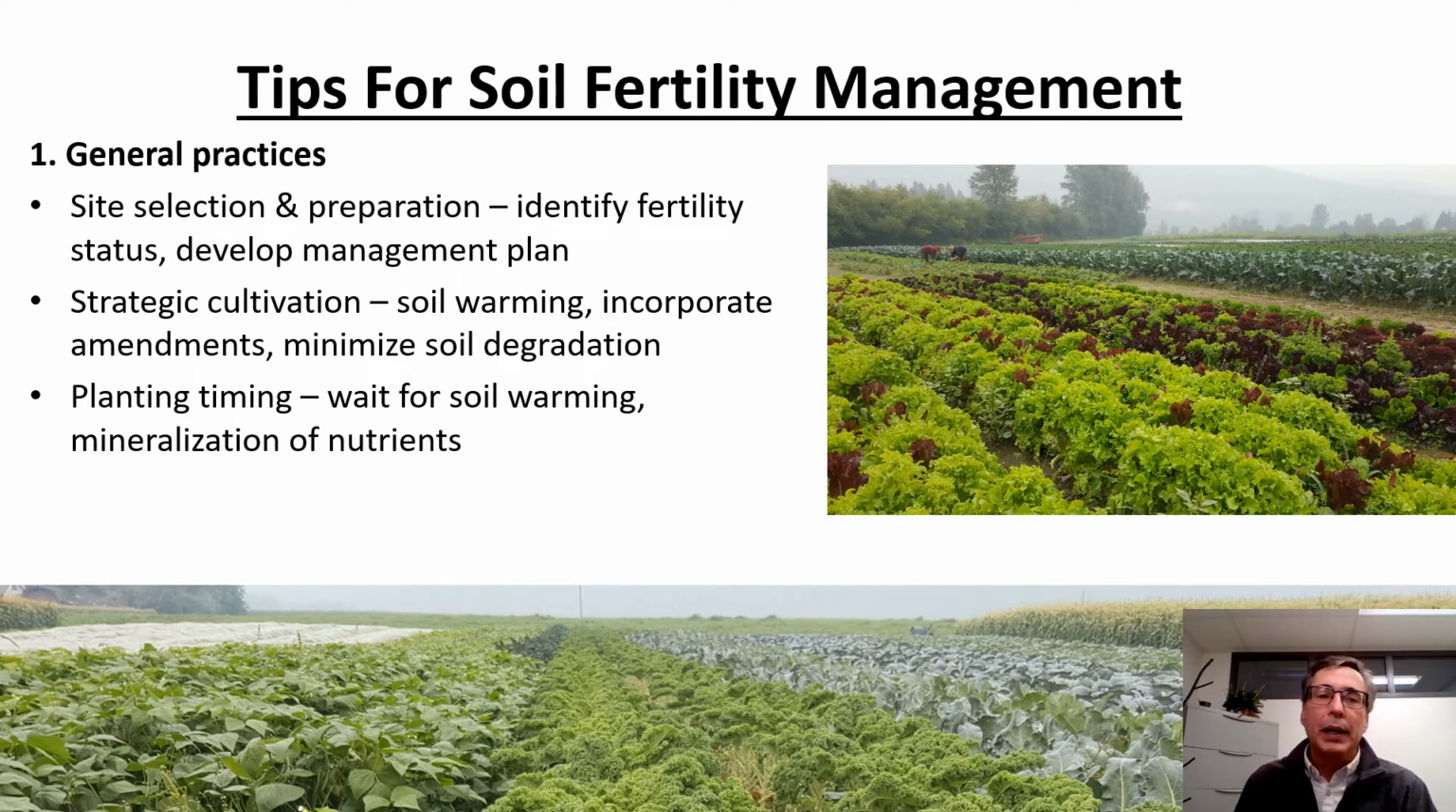And some of the practices include adding organic matter to the soil, but also strategic cultivation, timing to warm the soil, incorporate amendments, and minimize soil degradation. So tillage can be used very strategically to enhance that nutrient cycling. However, there are also systems where you might minimize your amount of tillage. That slows nutrient cycling, but over time you could have a greater buildup of organic matter.